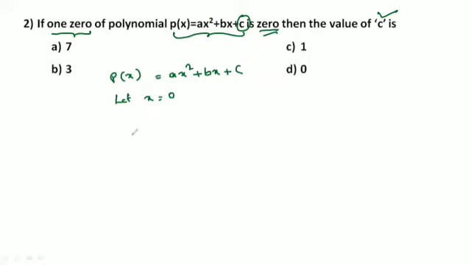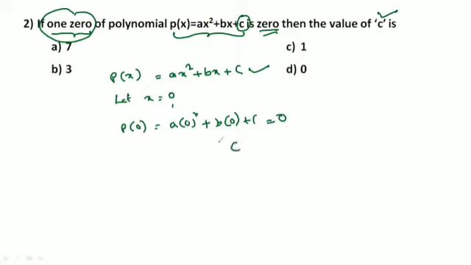So children, see, by substituting this 0 in the given polynomial, it gives 0. Why? Because 0 is already a zero of the polynomial. So, children, let us substitute x equal to 0 in the quadratic polynomial. Now p(0) is equal to a into 0 squared plus b into 0 plus c, which is equal to 0. Now a into 0 is 0, b into 0 is 0. Therefore, the entire term will be equal to 0, then c is equal to 0.